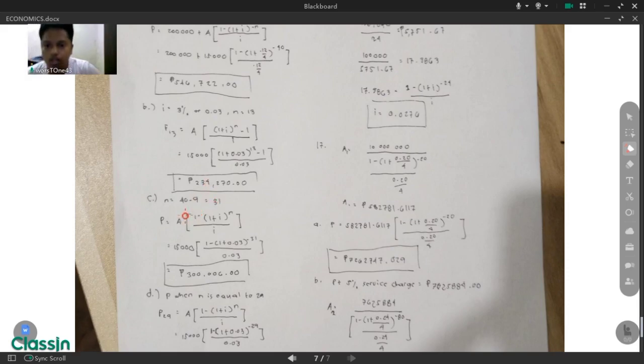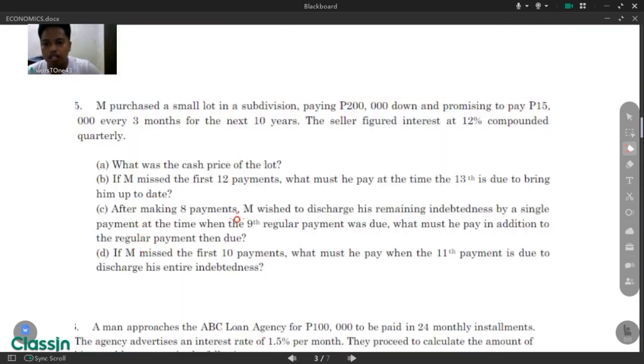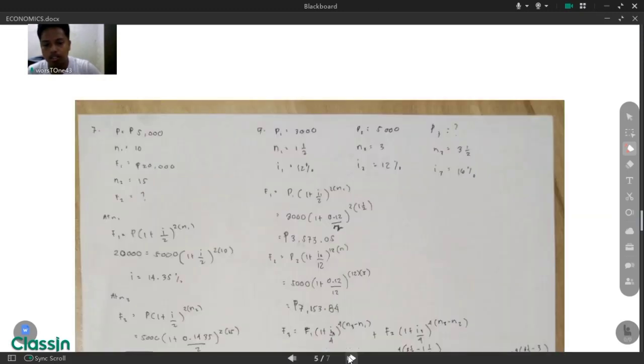I didn't know what did 40. I mean it's N. So okay, 40 minus 9. So looking back again to the problem, after making 8 payments, what remains is the payment due for the ninth regular payment, so we'll be solving for the ninth payment again.